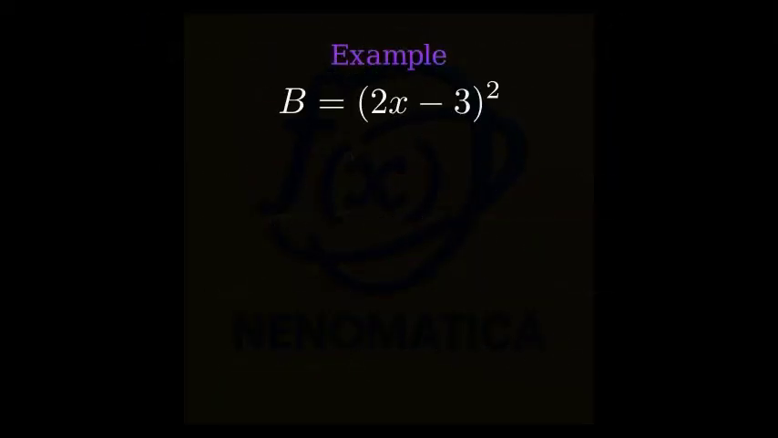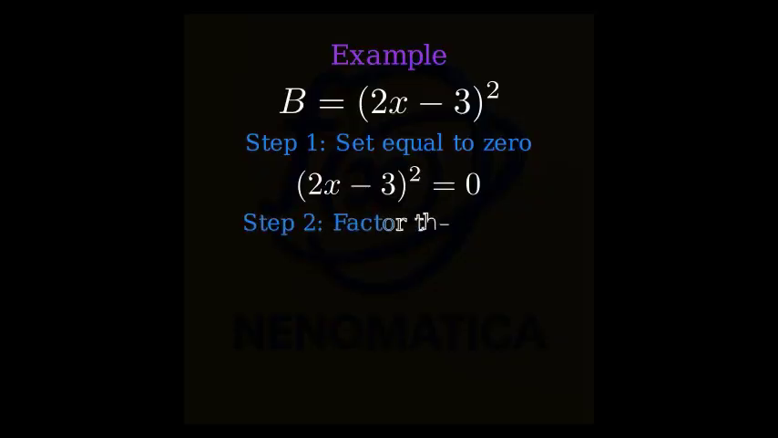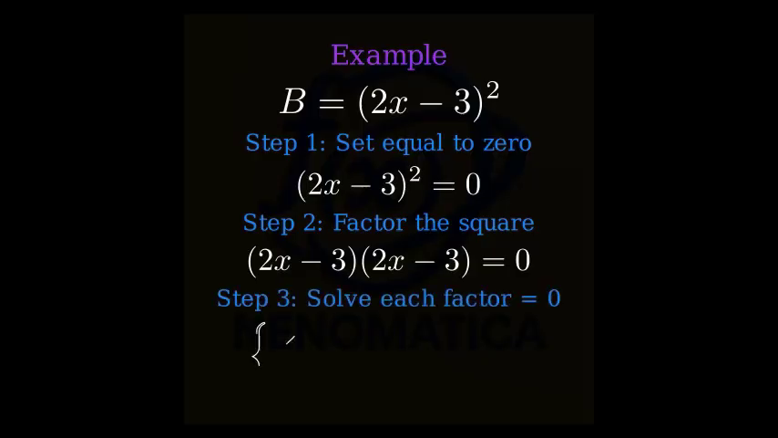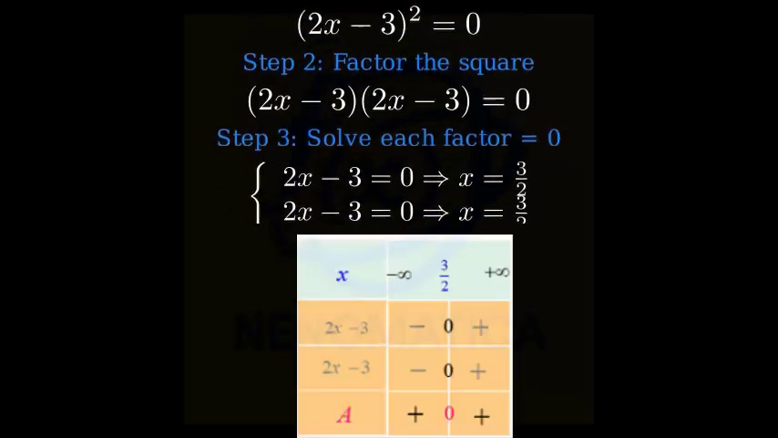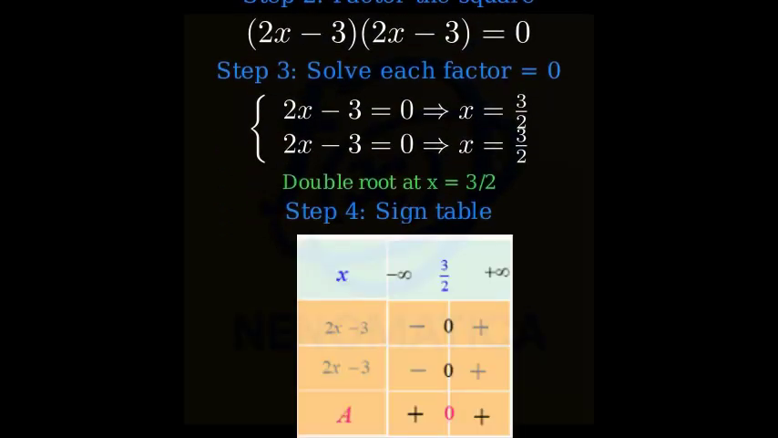Example. We will determine the sign of the expression b equals open parenthesis 2x minus 3 close parenthesis squared, following the exact textbook algorithm. Make it 0, factor, solve the factors, then build a sign table. Step 1. Set the expression equal to 0. Step 2. Rewrite the square as a product with itself. Step 3. Solve each factor equal to 0. Because both factors are identical, we obtain the same root twice. Step 4. Build the sign table using the critical value x equals 3/2. The factor 2x minus 3 is negative to the left, 0 at 3/2, and positive to the right.